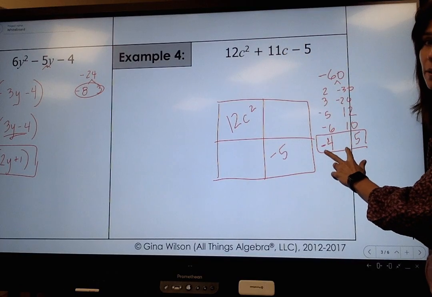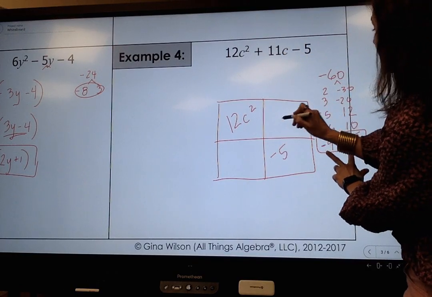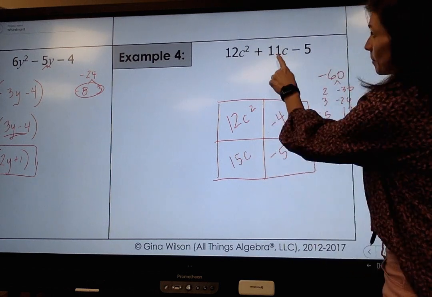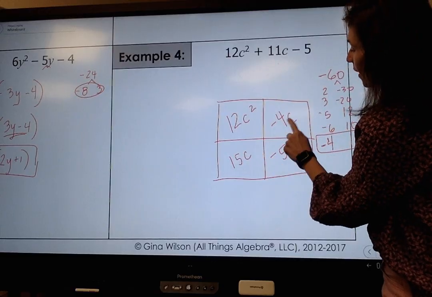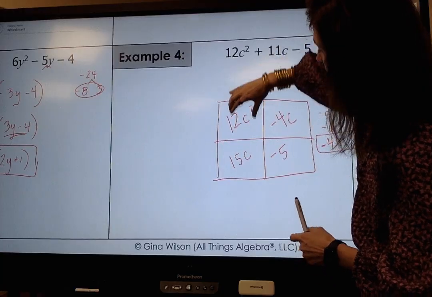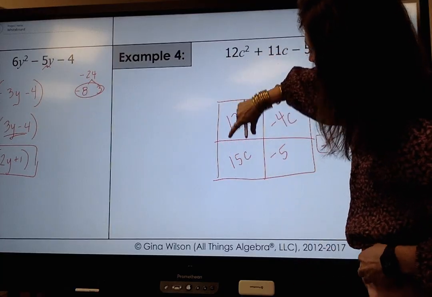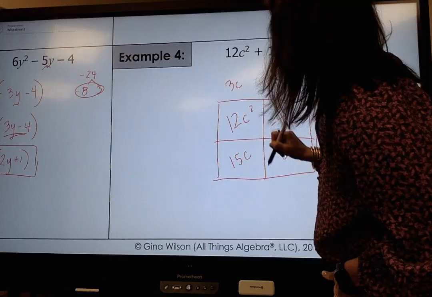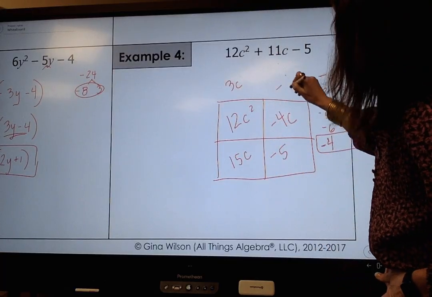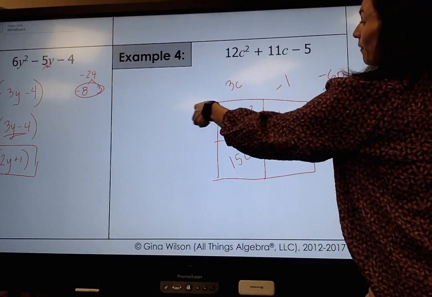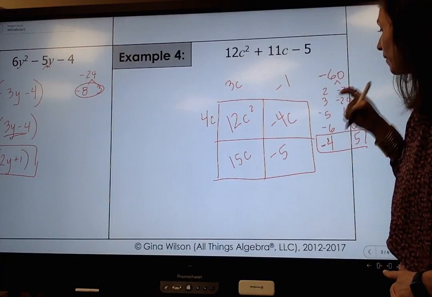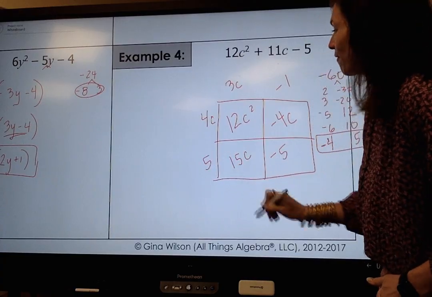So remember what I do with these two. These are linear terms. So I put a negative 4c and a 15c because I'm splitting this term. So that's why I have that value of c there. Now all I do is I take my GCF of both columns. The GCF here of this column is going to be 3c. The GCF here is a negative 1. They both have a negative, so that's going to be a negative 1. The GCF of this row is going to be 4c, and the GCF here is going to be 5.